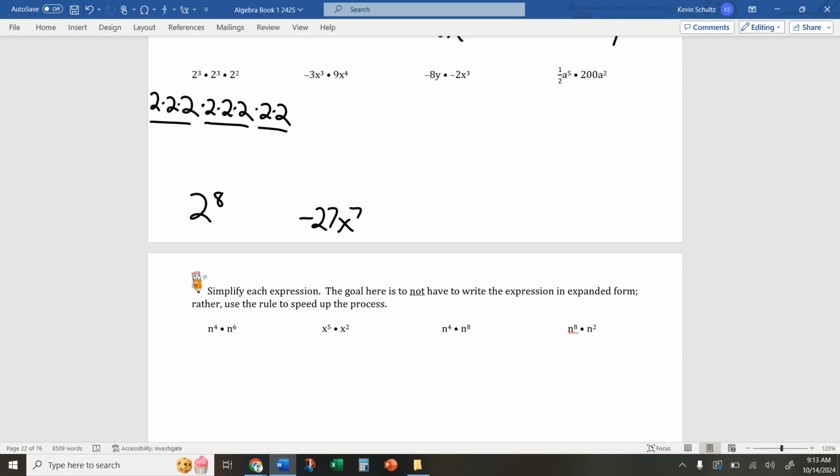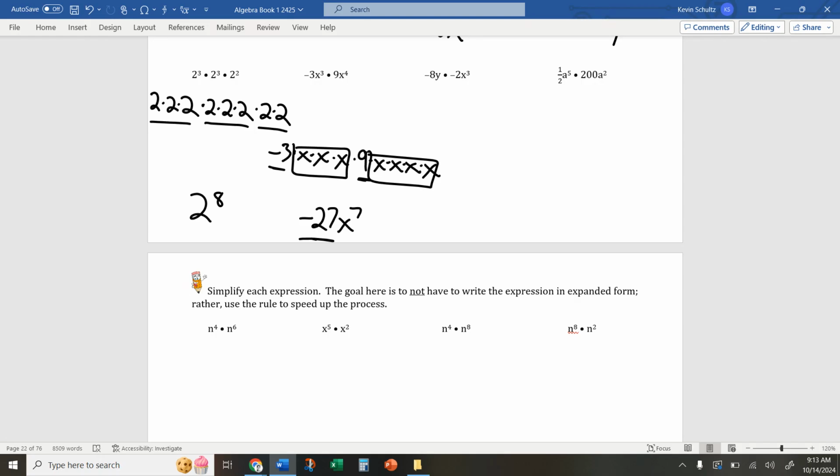So in expanded form, we have a -3 times an x times another x, can't forget that. And then times 9x to the 4th, so times 9, only one of them. And then x times x times x times x. Where does the -27 come from? -3 times 9 is -27. Those coefficients get multiplied. Then we have x cubed, x to the 4th. The powers get added. 3 plus 4 gives us x to the 7th. Okay? The rule works, so does expanded form, but the rule is much more efficient.